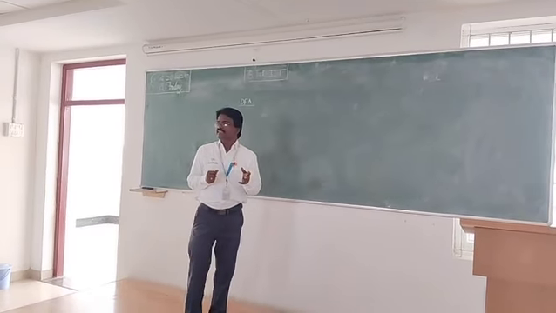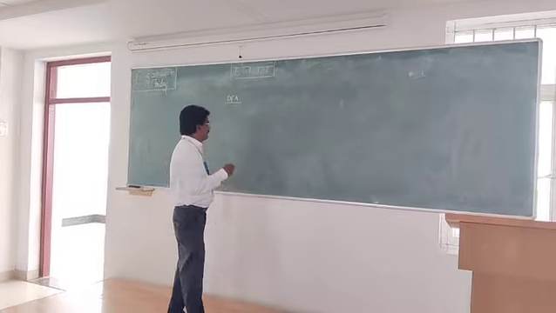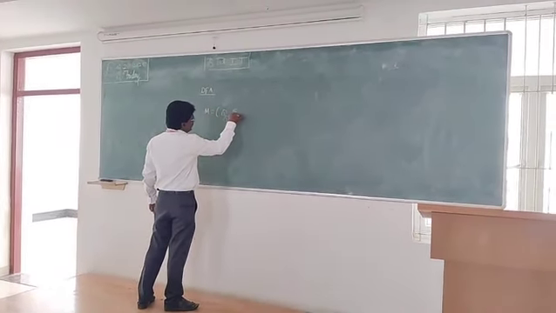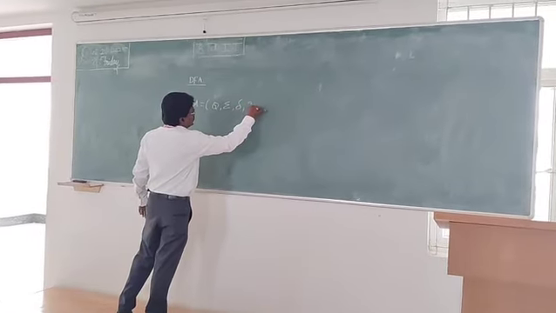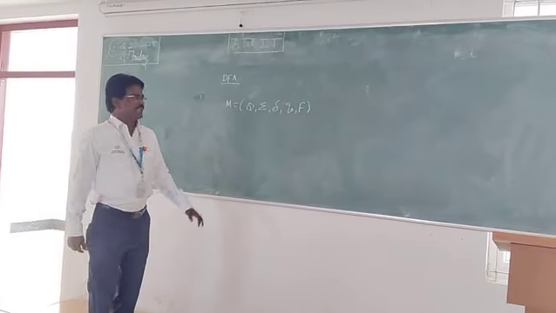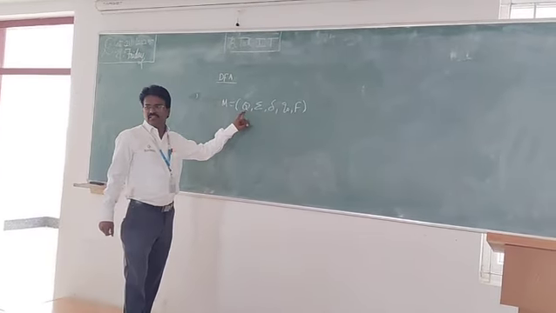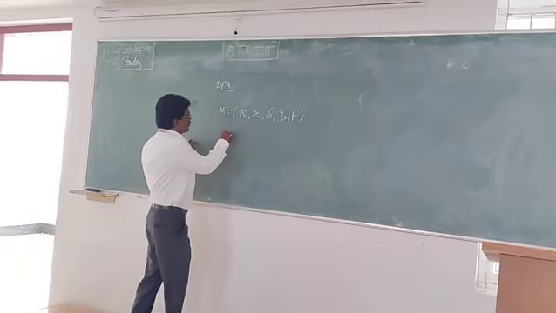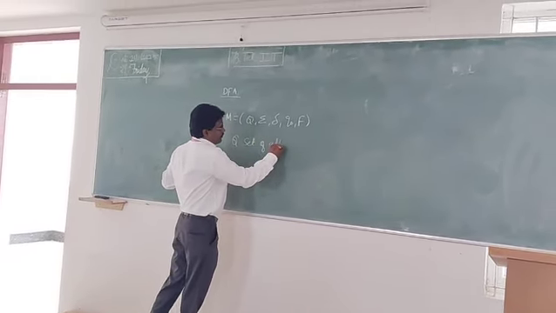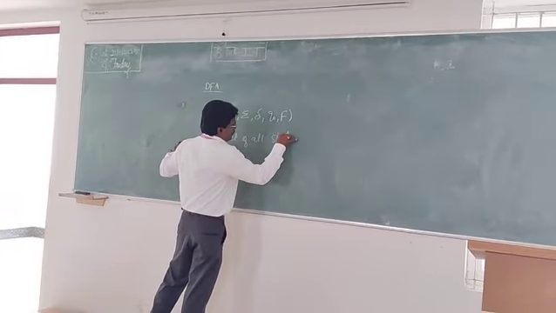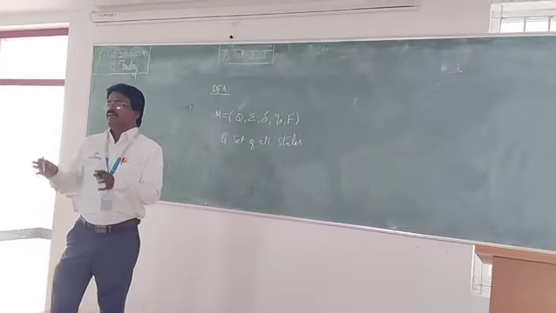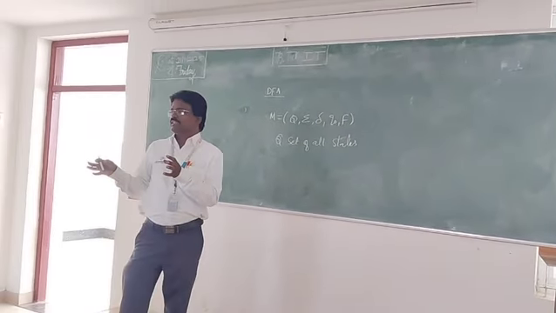It contains a 5-tuple. It is denoted by M = (Q, Σ, δ, q0, F). That means it contains 5 elements. One is Q. That Q is called the set of all states. Set of all states means, already we know about the graph.